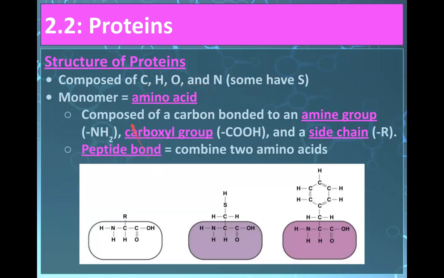So their monomer units are called amino acids. They contain a carbon in the middle, an amine group on one side, a carboxyl group on the other. So NH2, the amine, COOH, the carboxyl group. And the side chain is going to be one of 20 different things here attached to the carbon as well. And when we have 2 amino acids coming together to form what is called a peptide bond, basically we'll see a bond between the amine group of one and the carboxyl group of the other.